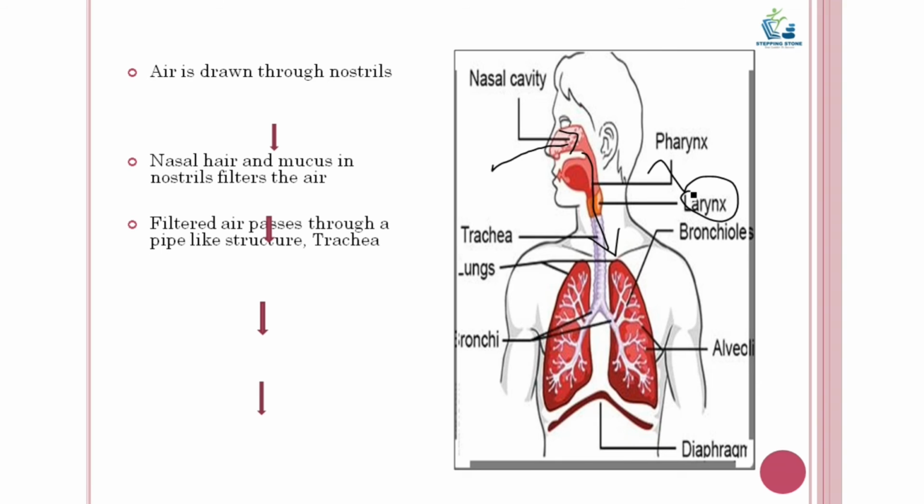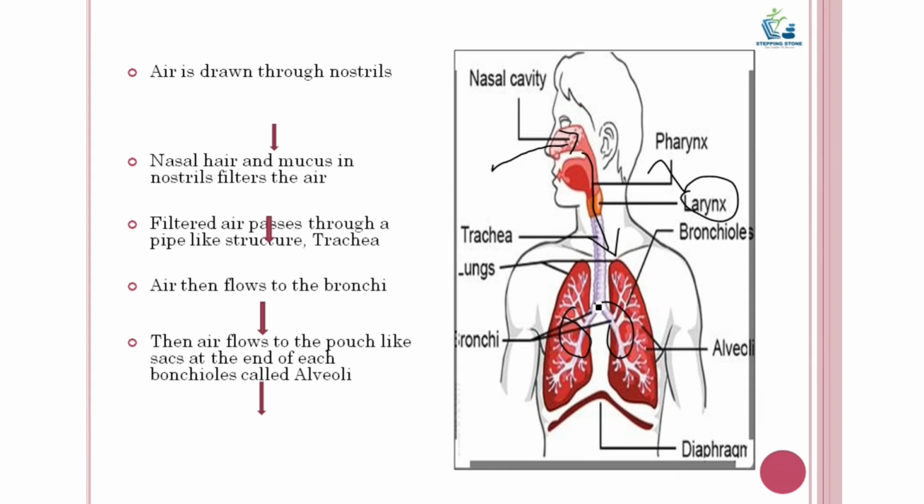So here is the larynx, and the lower end divides into 2 bronchi. So these are the 2 bronchi. Each bronchus divides in the lungs to form a large number of still smaller tubes called bronchioles. The air then flows to the pouch-like sacs at the end of each bronchiole called alveoli. And it is at the alveoli that gaseous exchange takes place.